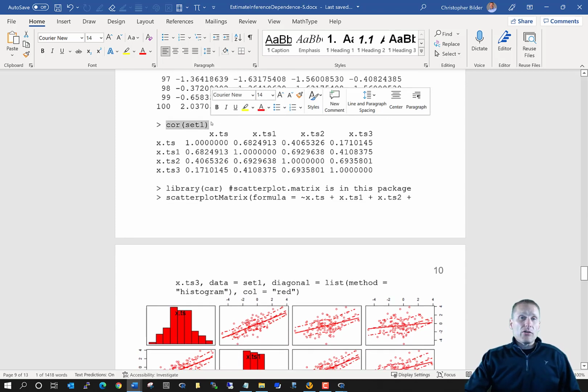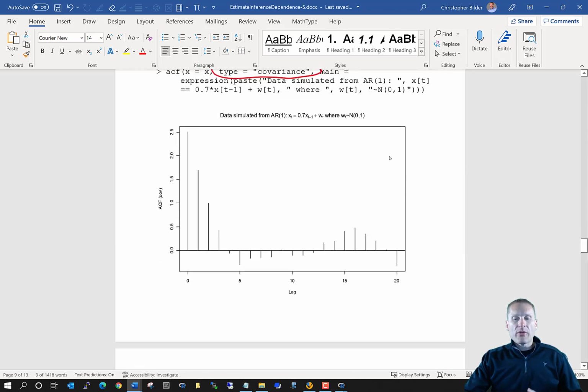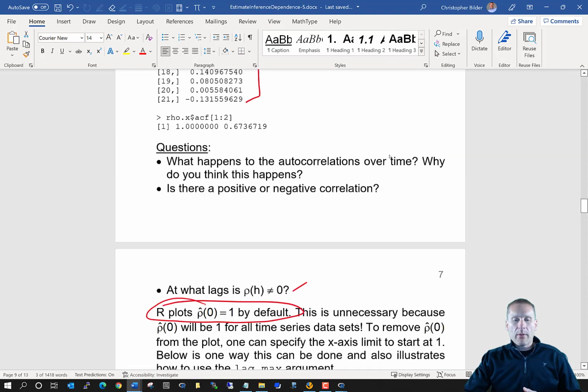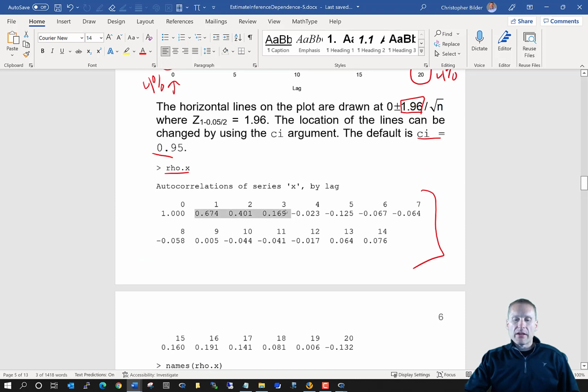Now in R, I can use the cor function to find the estimated correlations between these variables. If you're familiar with a correlation matrix, that's what it actually finds. Between my current time point and one time point in the past, I have an estimated correlation of 0.689. Going to 2 time points, 0.406. 3 time points, 0.17. Notice how this is almost exactly the same as what we had when we were calculating these autocorrelations here.